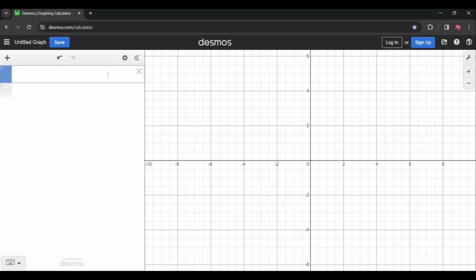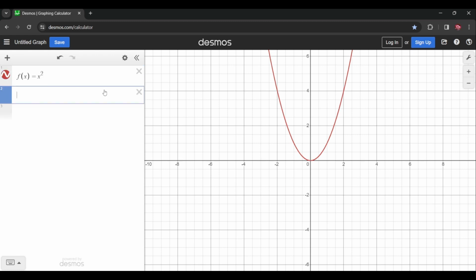Now I shall demonstrate how we can use Desmos to visualize transformations of graphs. So here I have a blank graph, and the first thing I'll do is create a function f of x to be, let's say, x squared. And I'll create another variable to represent a real number, a. Now I shall plot y equals f of x minus a.